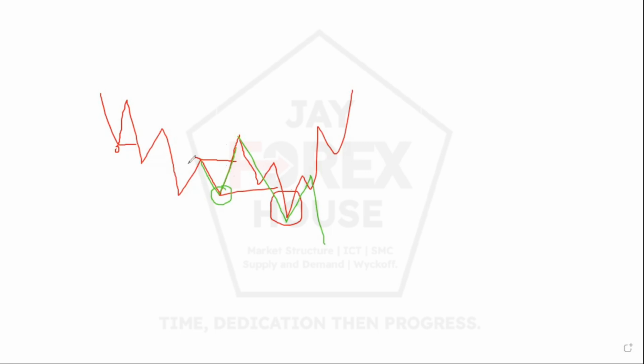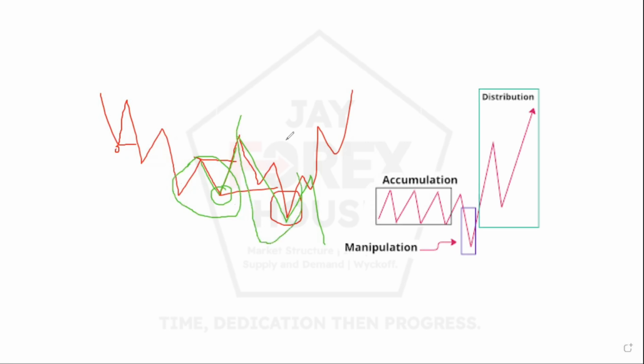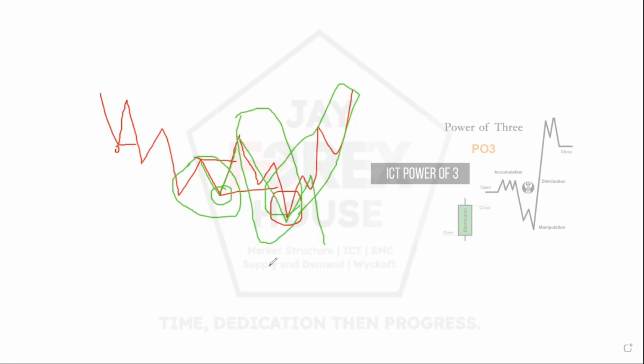This is a concept that was originally created from the accumulation, manipulation, and distribution theory you find in Wyckoff. Right? You see how it makes more sense. With this particular concept, you can also see where we got the PO3 ICT pattern from.